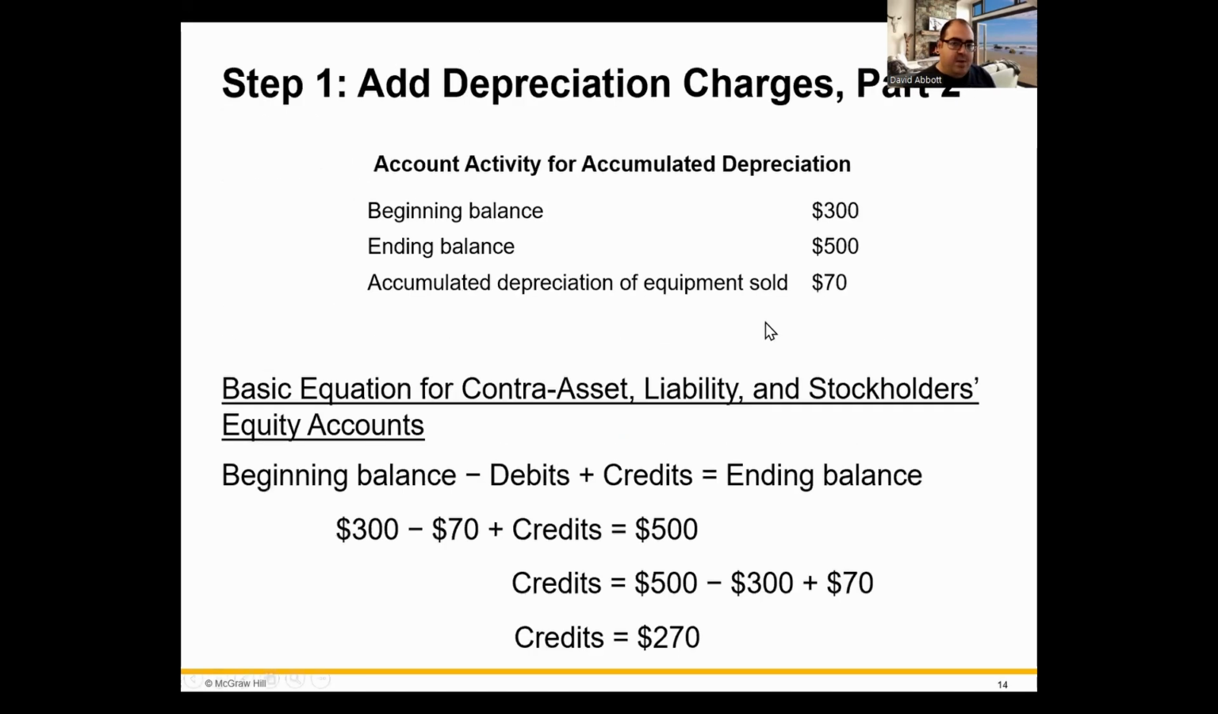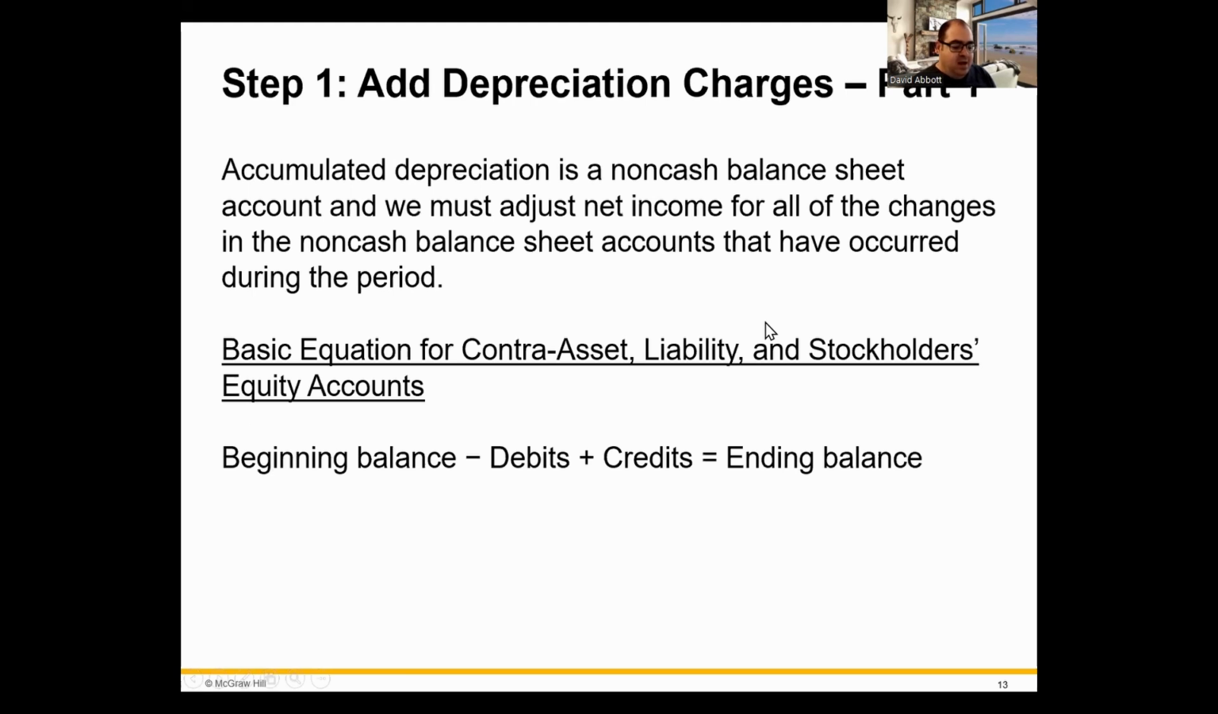The first step is to add depreciation charges to net income. The basic equation for contra accounts shown here on this slide can be used to determine the amount of this adjustment. And so again, that equation is the beginning balance minus our debits plus our credits equals our ending balance. So we assume the beginning.